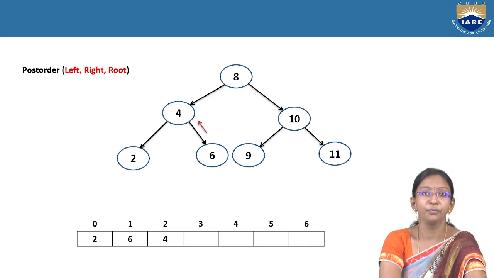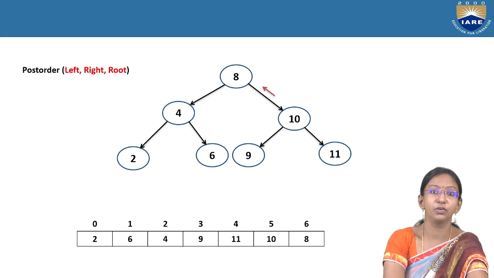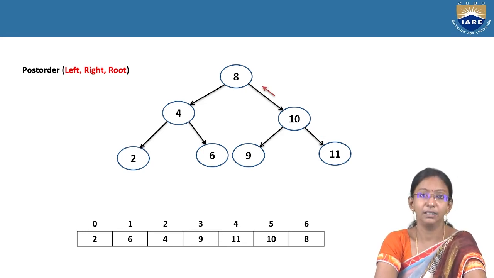Next, as the left child of 8 is done, go to the right child of 8, which is headed by 10. Go to the left of it. 9, as it does not have any left and right children, print 9. Go to the right of 10, which is headed by 11. As it does not have any left and right children, print 11. As the left and right children of 10 are traversed, print 10. Left and right of 8 are done, so print 8. So this is the post-order traversal of the given binary tree.